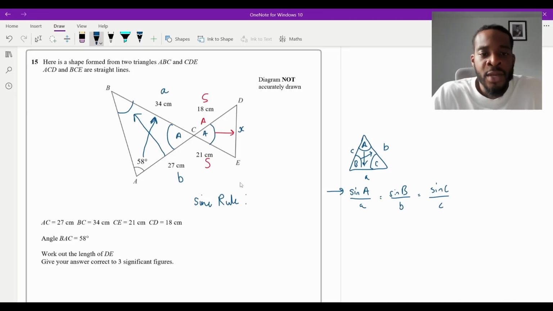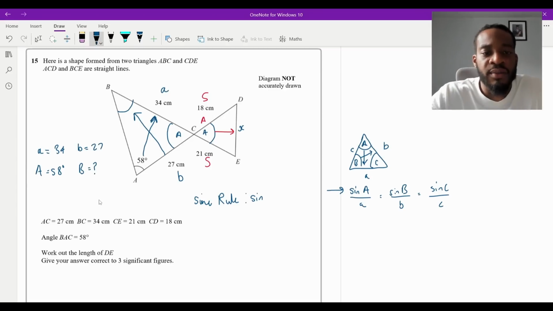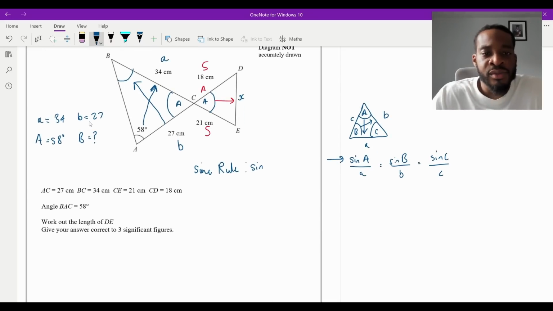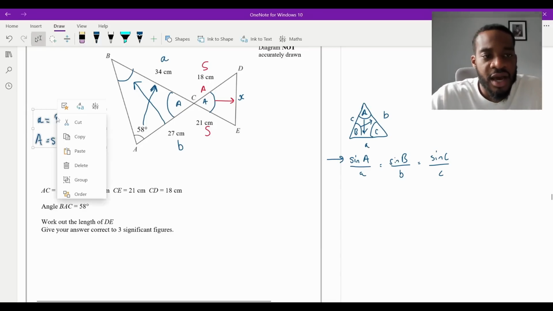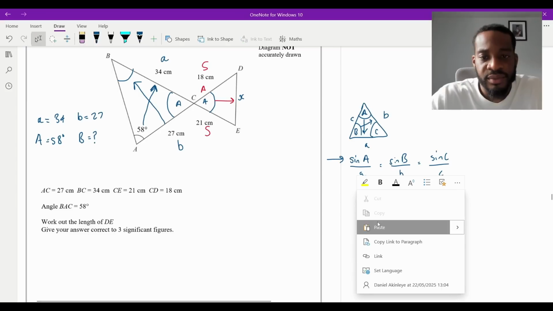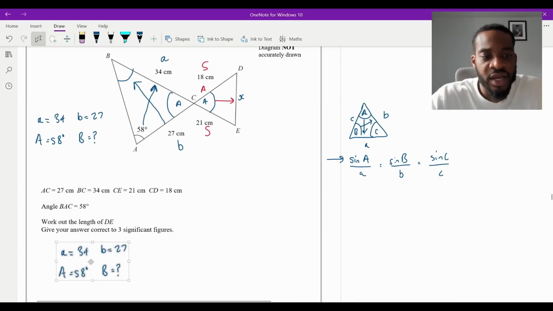It makes life easier. So just so it's super clear, I'm going to write these all out. Lowercase a is 34. Capital A is 58 degrees. Lowercase b is 27. And capital B is what we're trying to calculate. So plugging that in now, let me go a bit down here. Using the sine rule here, let me delete that and put this here. Actually, I'll copy this and put this underneath, so it's super clear to see what we're doing.